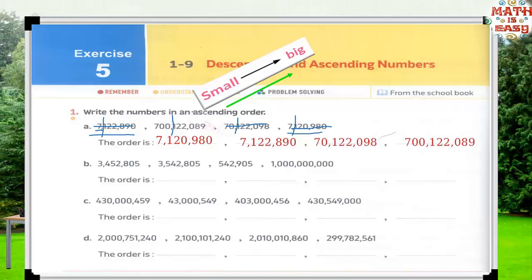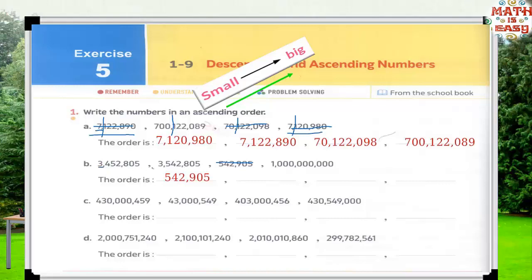Now we write the numbers from smallest to biggest. Next one, see how many periods are in all the numbers. We have here 4 periods. Here we have 2 periods, but the first and second numbers have 3 periods. We want to find the smallest number. Which one is the smallest? Without comparing digits, you can say this number is the smallest because this number has only 2 periods. After that, after we write 542,000, which one is smaller?